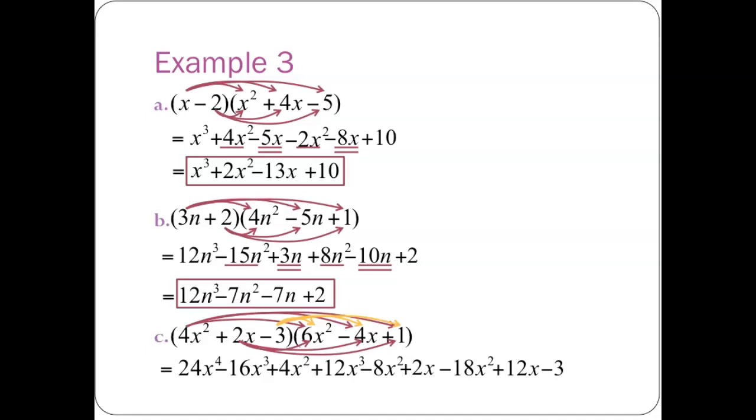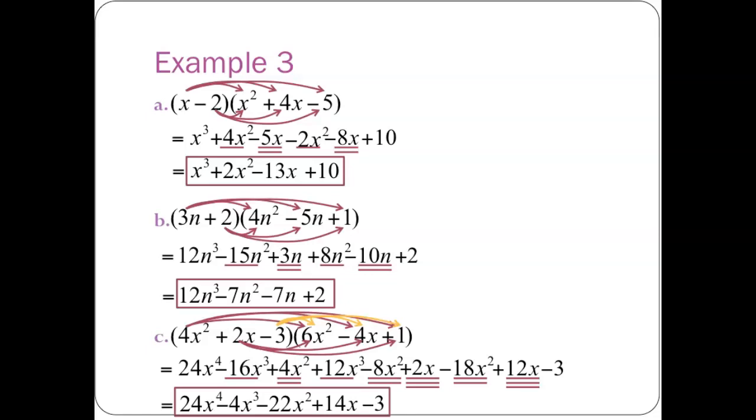Let's mark the like terms. So we have a minus 16x cubed and a 12x cubed. We have a 4x squared, a minus 8x squared, and a minus 18x squared. And we also have a 2x and a 12x. All right, so this is going to be 24x to the fourth minus 4x cubed minus 22x squared plus 14x and minus 3.